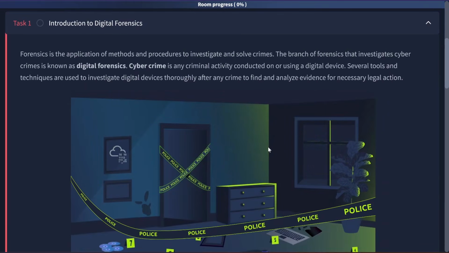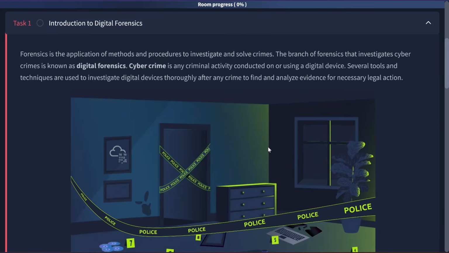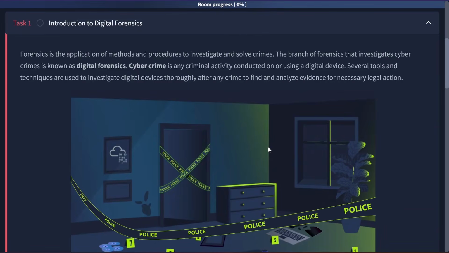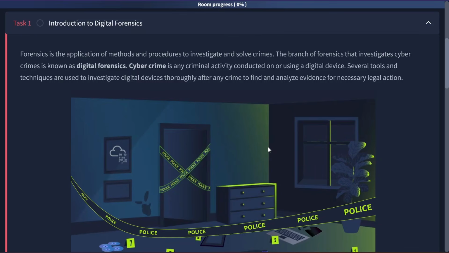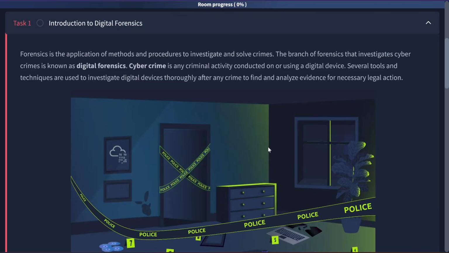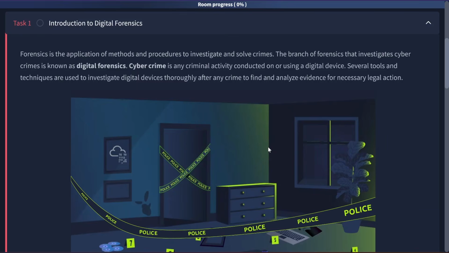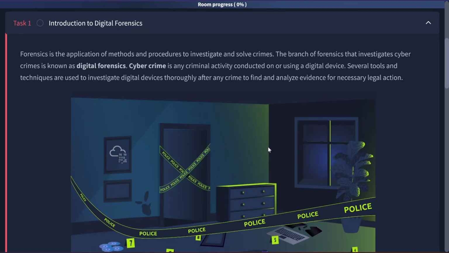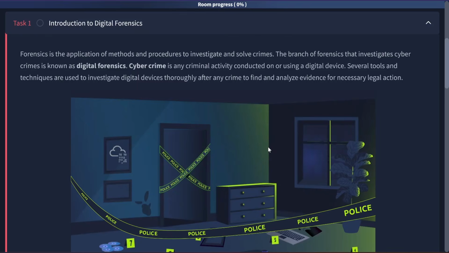So basically, this will just define digital forensics, which is using a methodology or a procedure to investigate slash solve a crime. So that's forensics in general. And then digital forensics would just be anything digitally related to that. So if there's a cyber crime that's committed, digital forensics would be heavily involved there.